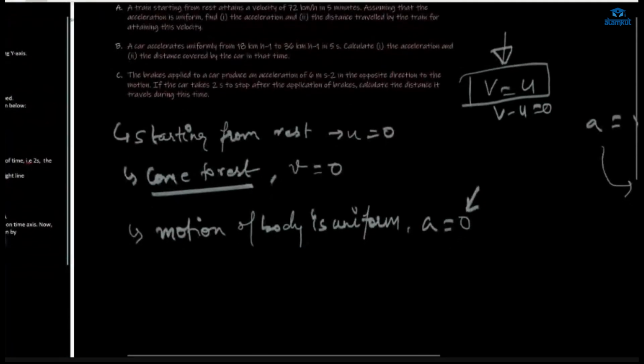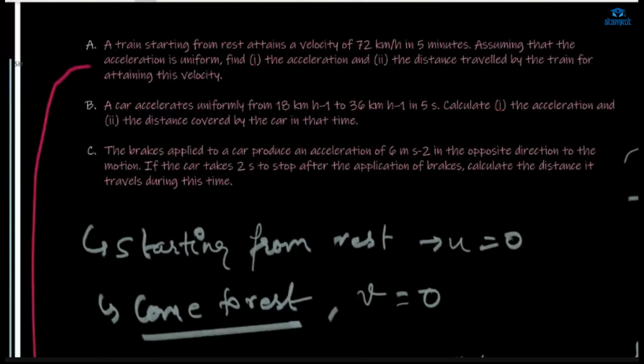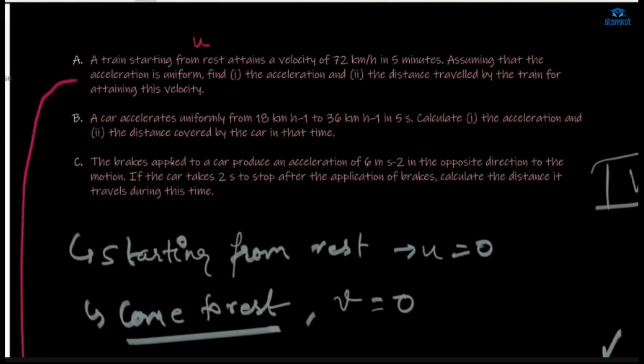Now in the question, the train is starting from rest. It means we'll take u equal to 0, the initial velocity as 0. It attains a velocity of 72 km per hour, so this is our v. It attains this velocity in 5 minutes, this is your time. Assuming that the acceleration is uniform. Here the acceleration is considered as uniform.